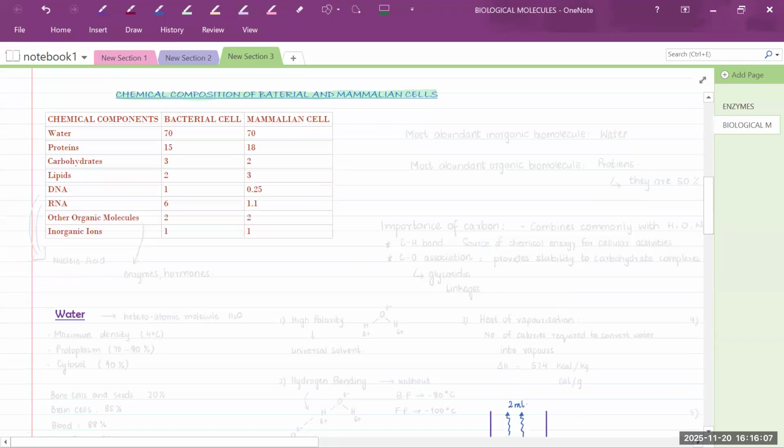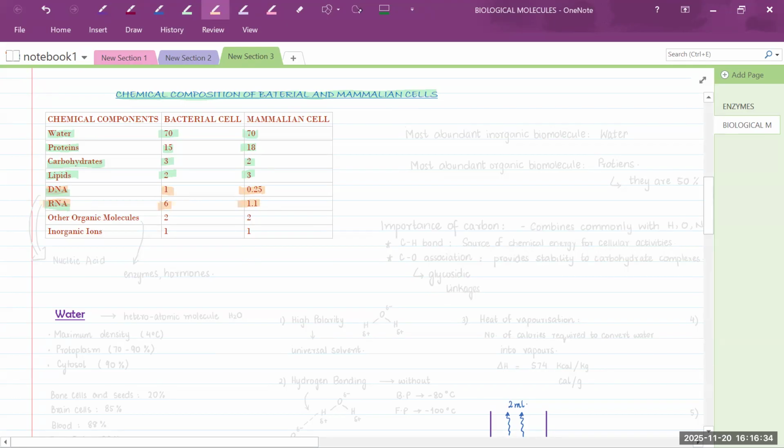Okay. So first of all, we have water, which is the same in both bacterial and mammalian cell, which is 70%. We have proteins, which is 15 and 18. We have carbohydrates and lipids. They are easy to remember, 3 to 2 3. And we have DNA, RNA. These are also very important to remember. Their percentage composition is extremely important.